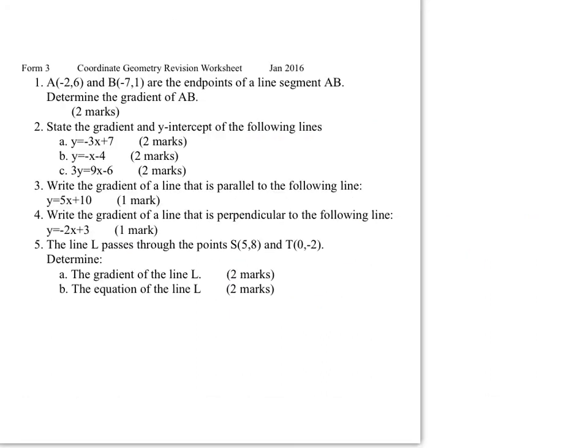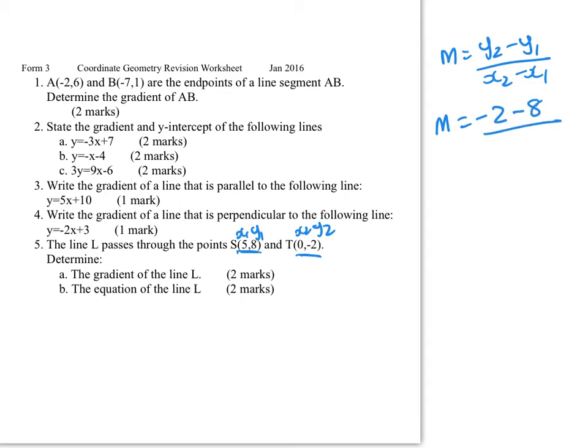Number 5. We have 2 points, S and T, and they're asking us to find the gradient of this line. We'll call this x1, y1, and this x2, y2. The gradient is y2 minus y1 over x2 minus x1. So the gradient would be equal to minus 2 minus 8 over 0 minus 5, which gives us minus 10 over minus 5, which gives us 2.